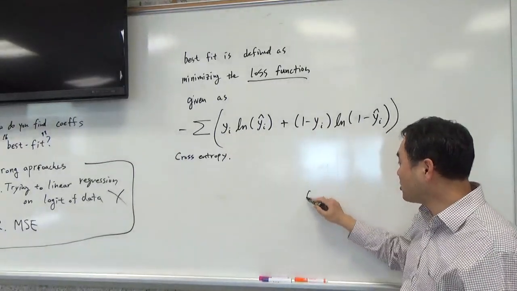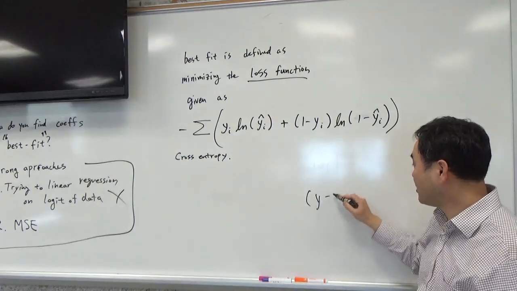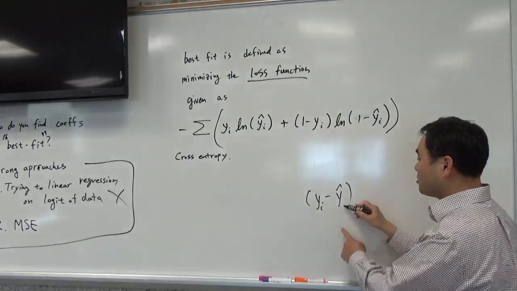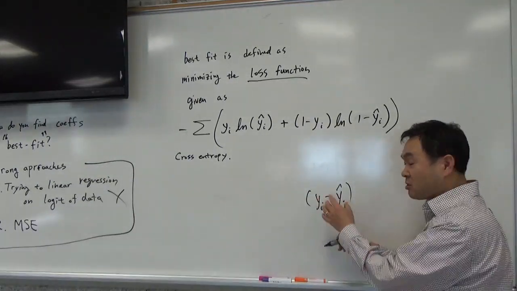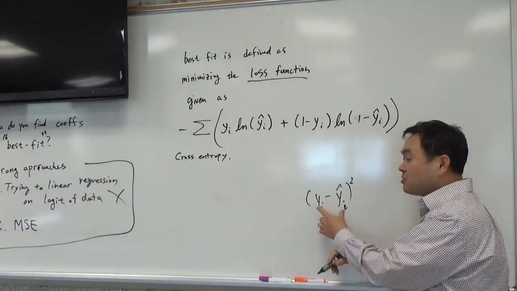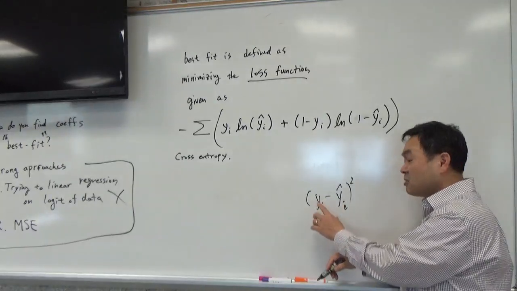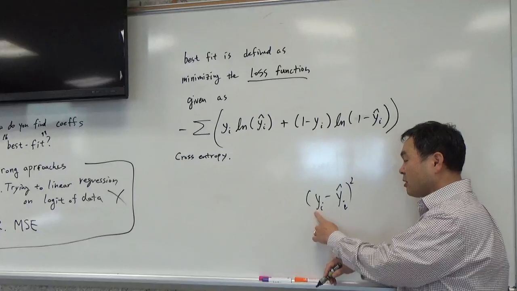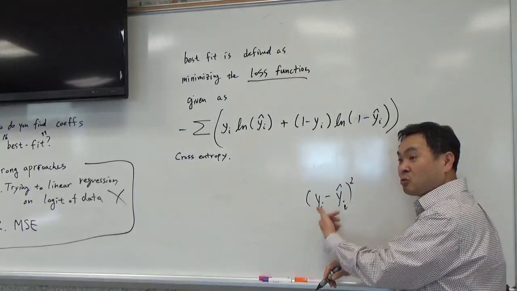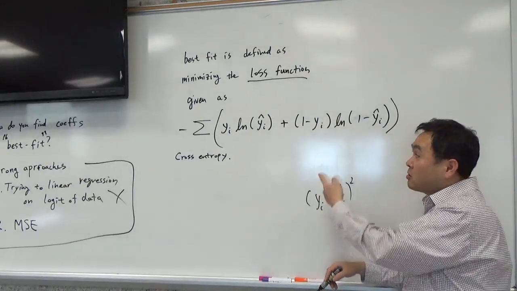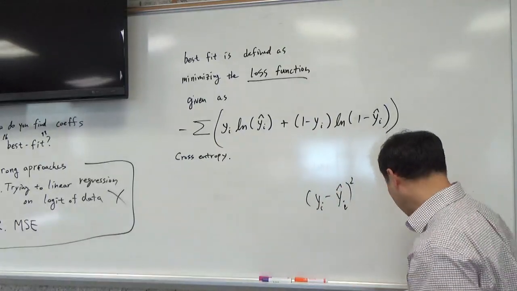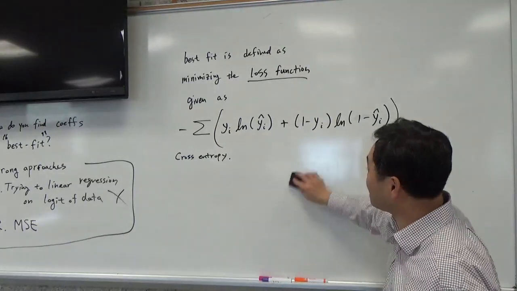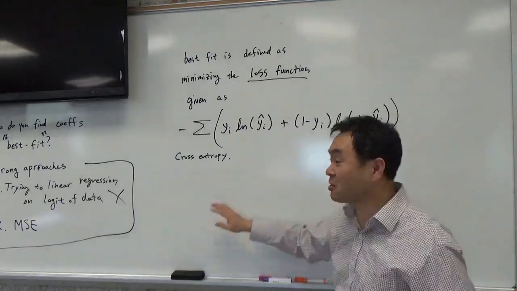If you look at the formula for MSE, here's your actual value, and here's your predicted value, and you just take this difference and you square it. This is a symmetric function. You can switch the prediction and the actual, and you still get the same value. This is not symmetric. As a mathematician, a lot of times I look for those symmetries first, and it's not symmetric.